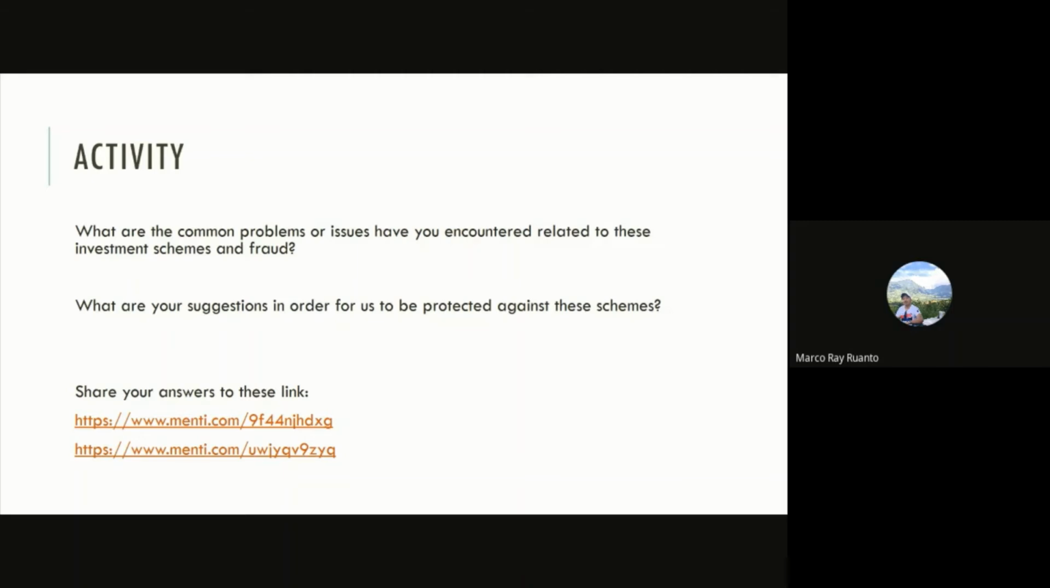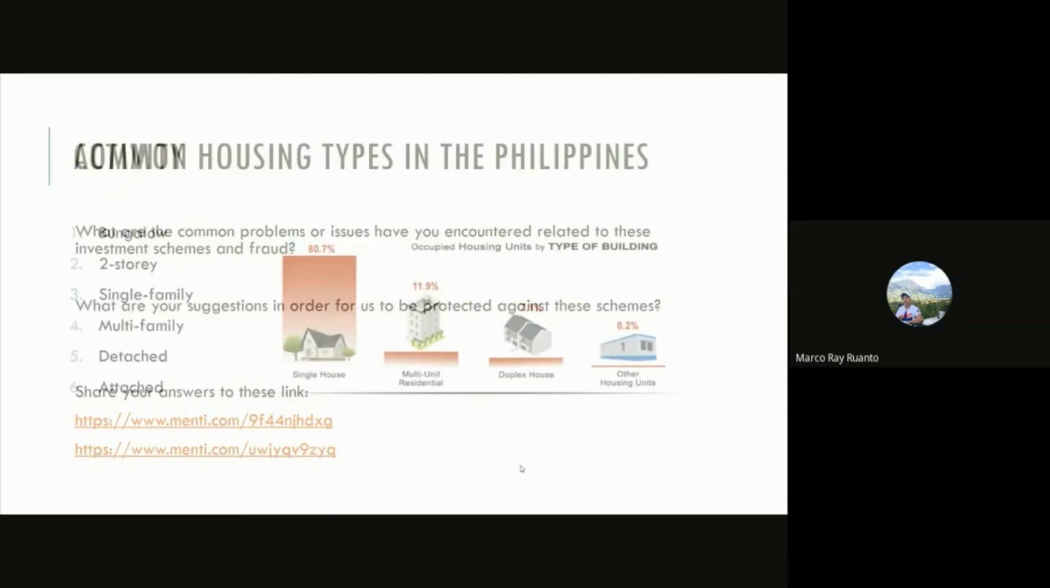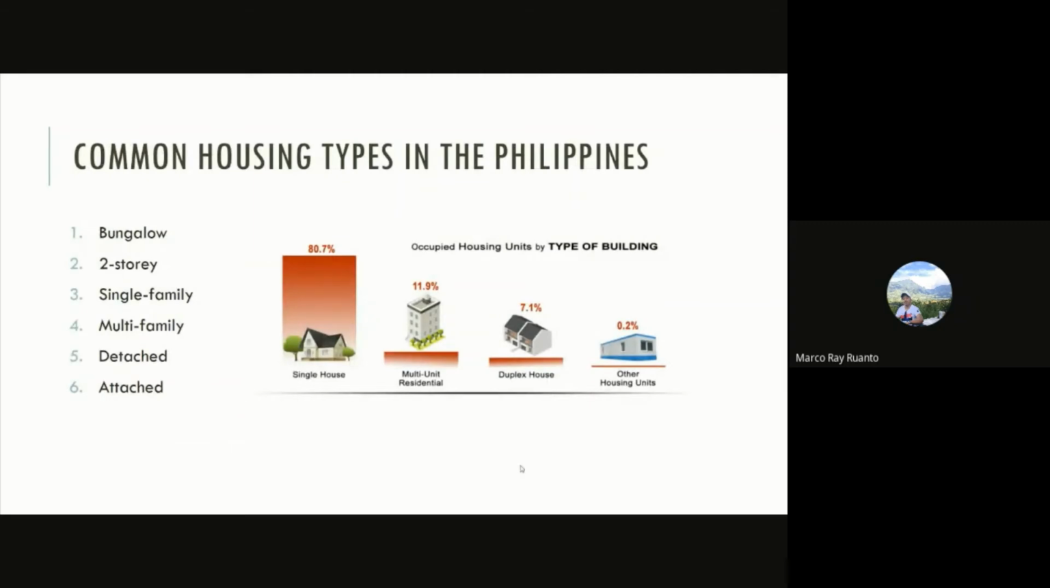So I will just proceed with the next subtopic, all about housing. So here are the common housing types.